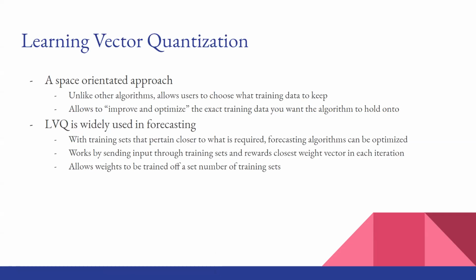As I stated, or as I've been trying to show, it's widely used in forecasting and particularly, my favorite, predictive algorithms, especially when it comes to sales, predictive behaviors, customer turnouts, or market behavior. With training sets that pertain closer to what is required, the forecast algorithms can be optimized, and it works by sending input through the training sets and awarding the closest weight vector in each iteration.